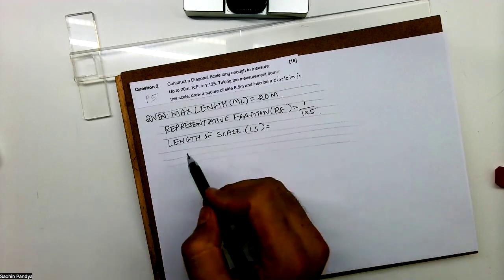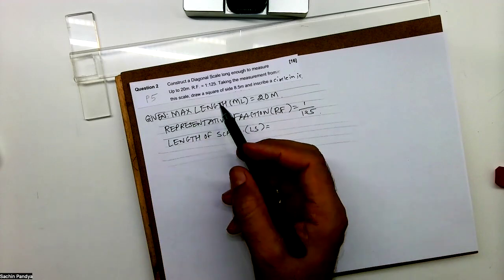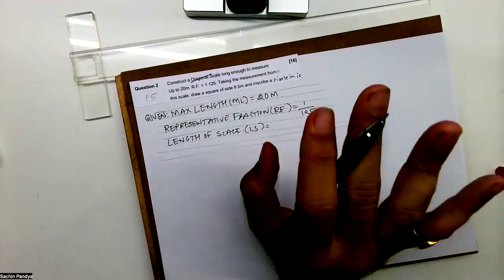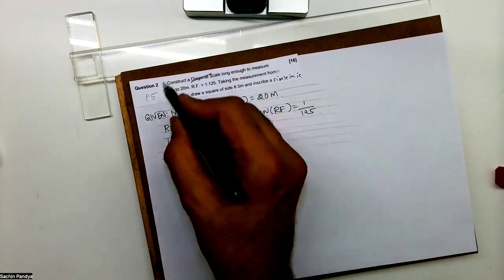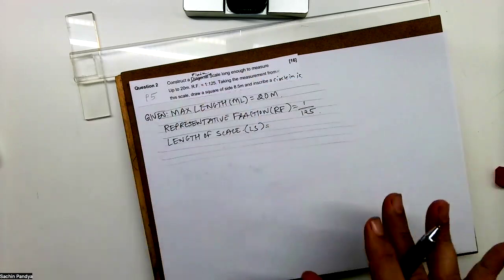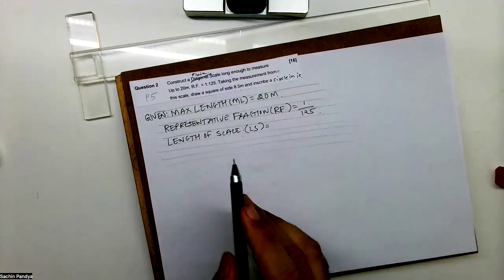Now I would like to tell you something, that in this sum, instead of doing diagonal scale, if I do plane scale, then it's also fine, right? I'll change this sum to plane scale because up till now we have done a lot of diagonal scale. So I don't want to do diagonal scale. So I'm doing plane scale. So this is a plane scale sum.